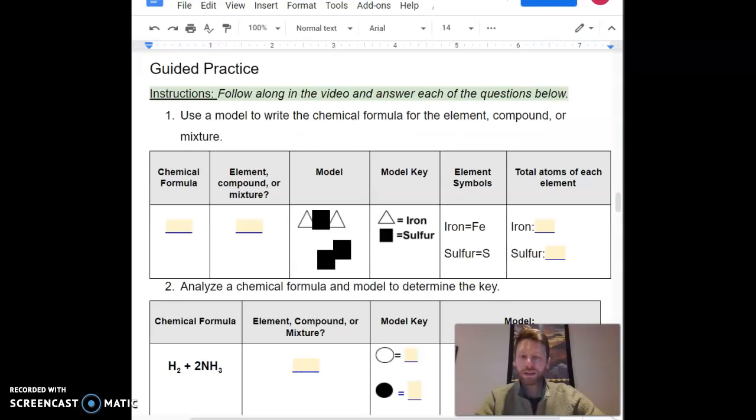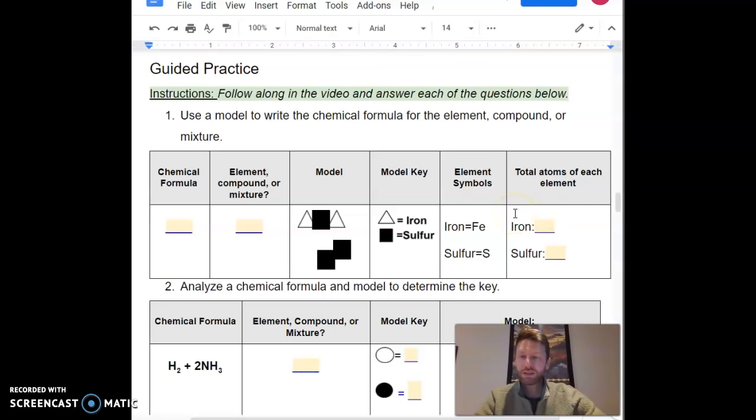All right, guided practice. It's going to look similar compared to yesterday. However, now there are mixtures that we're going to be analyzing instead. So use the model to write the chemical formula for the element, compound, or mixture. We have to fill in our chemical formula. We have to decide if this is an element, compound, or mixture. I gave you the model. I gave you the key, told you what the symbols are, and then we still have to count up the total number of each atom, or each type of element.